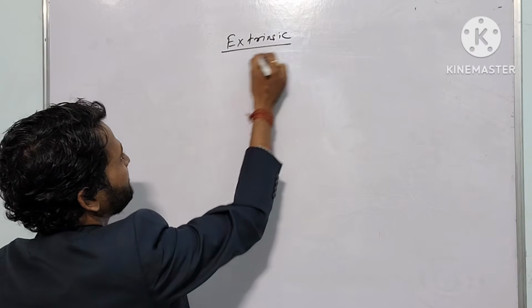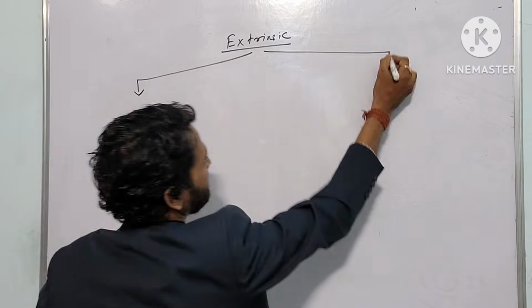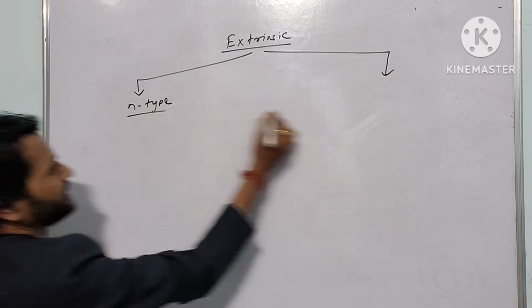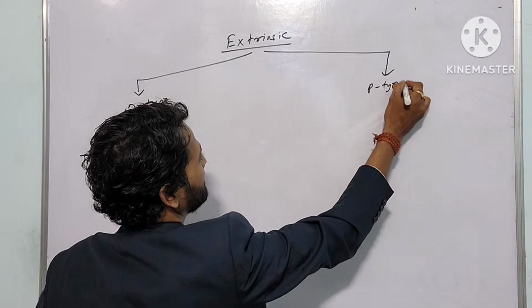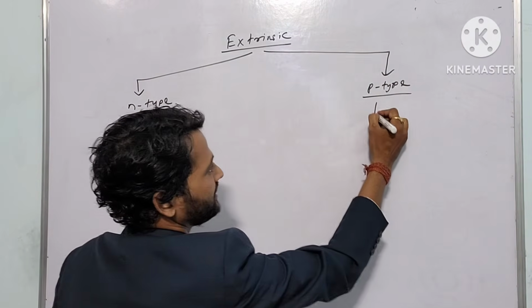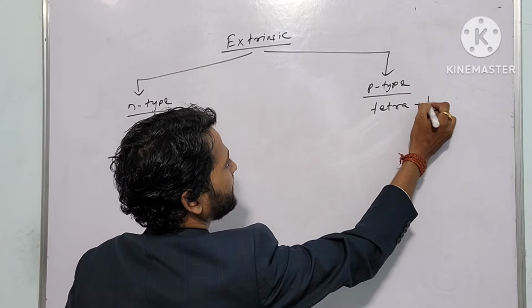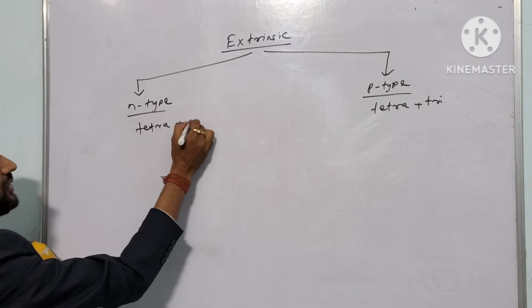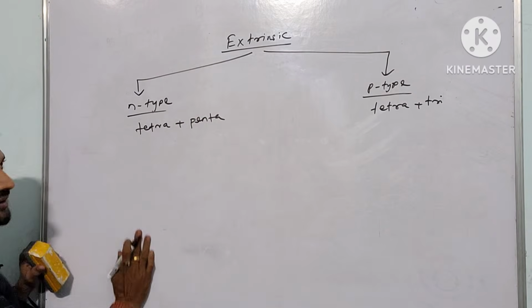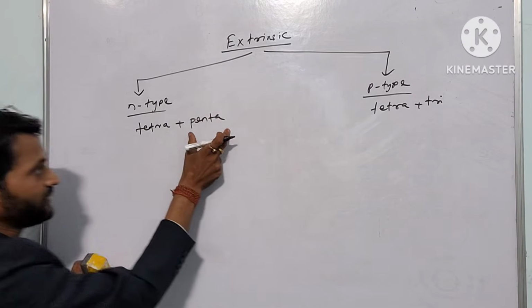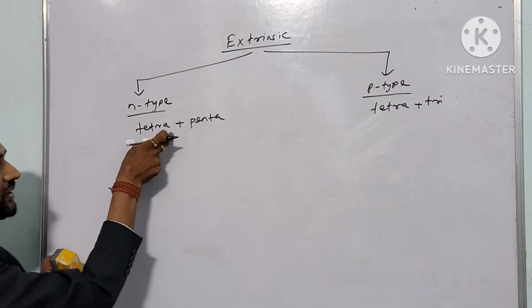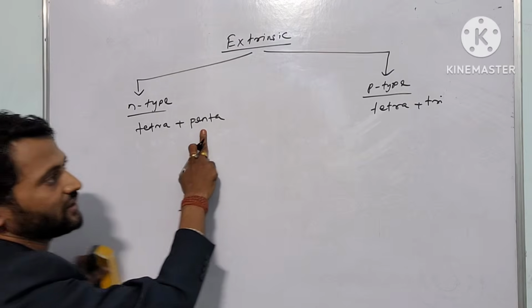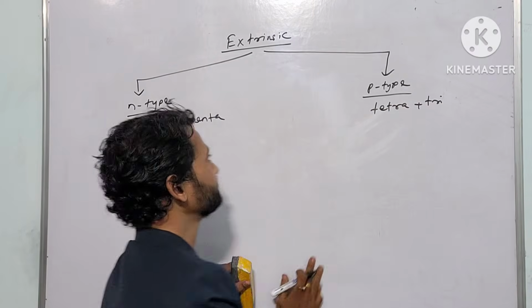Extrinsic semiconductor, as I have told, it is impure semiconductor, and there are two types. One is N type and second is P type, right? So P type में मैंने क्या बोला था? The tetravalent atom plus trivalent atom. इसमें क्या है? Tetravalent atom plus pentavalent atom. Like 5 electron will be there in outermost orbit, 4 electron will be there in outermost orbit. ये primary atom है, ये dopant है, right? यहाँ पे भी same thing, primary atom and dopant.